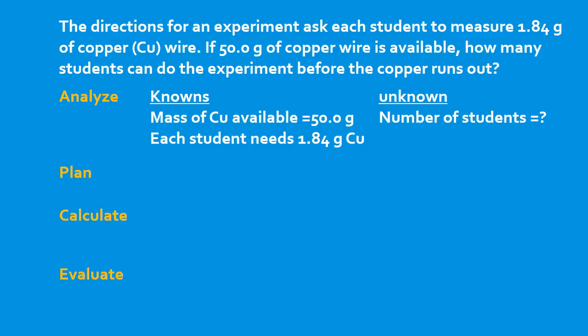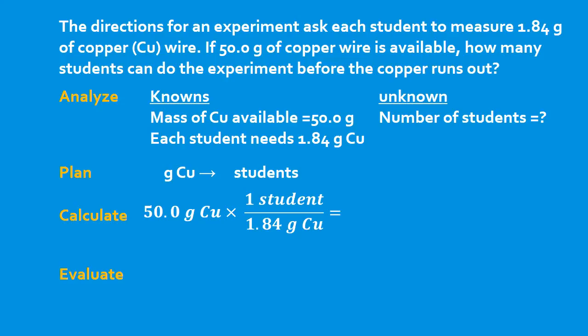So what's our plan? We need to go from grams of copper to students. That's what we need to find. If we start with 50 grams of copper, and I want to cancel grams of copper, that means I need to divide by grams of copper. And we also know that each student needs 1.84 grams. So that's 1.84 grams of copper per student. But copper needs to be in my denominator, so that's one student for every 1.84 grams of copper. There we're going to cancel our grams of copper. That leaves us with students, or in this case we get 27.174.